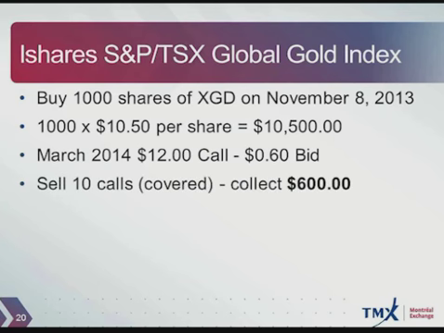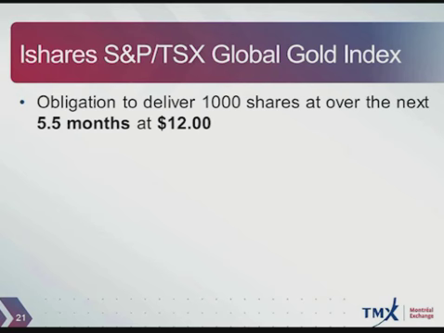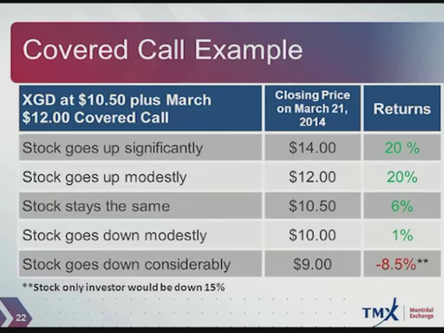So if we sold 10 calls against those shares, we actually would collect about $600 in premium for that time frame. And so by doing that, we've created an obligation to deliver those 1,000 shares over the next 5.5 months at $12. But we've created about 6% cash flow in that 5-month period, plus about a 14% upside in share value.